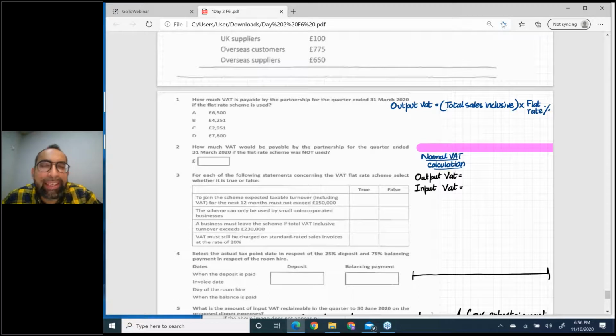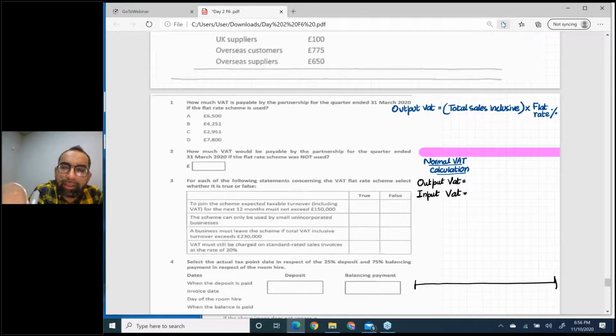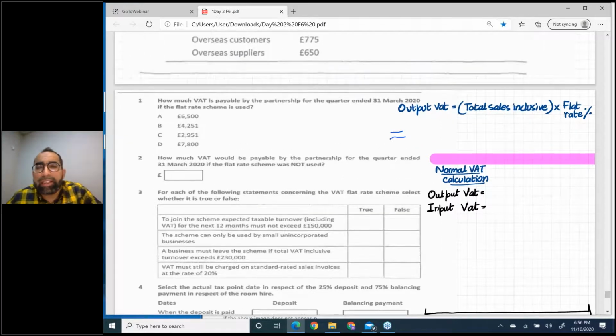The bad news here is that you cannot claim any input VAT, so forget about input VAT, forget about expenses. But the good news is that you have to pay output VAT on reduced rate. And what is the formula for output VAT here? The formula for output VAT is total sales inclusive of VAT.